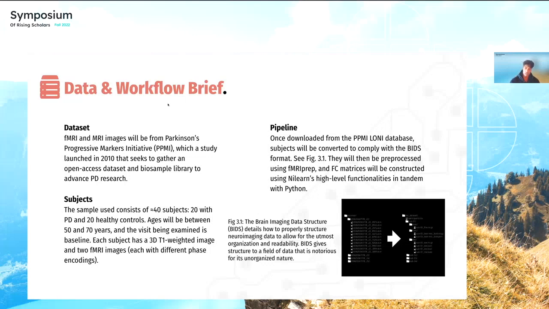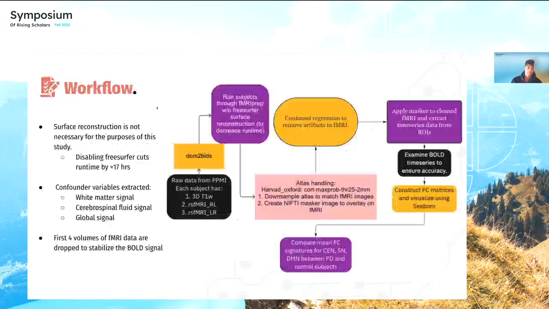The pipeline: once downloaded from the PPMI LONI database, subjects will be converted to comply with the BIDS format, which is the Brain Imaging Data Structure format. It improves readability and converts DICOM images to NIfTI images. It's just important for a lot of pipelines because they require data to be in the BIDS format for input. Data will then be processed using fMRIPrep, which is the famous fMRI processing pipeline used in many studies. And FC will be constructed using Nilearn's high-level functionalities in tandem with Python.